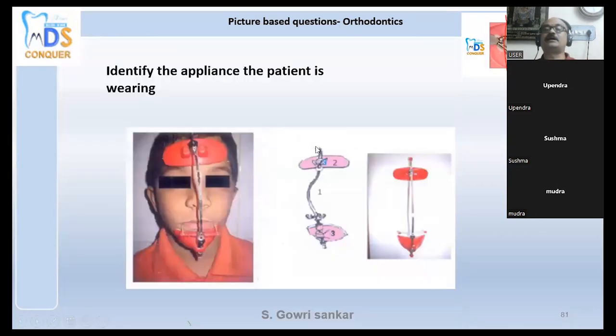And next, nowadays, slowly they have gone deep into giving this type of headgear. This headgear I'm going to discuss. So when is this given? What is this appliance basically? This is a face mask. When it is given, what are the conditions in which a face mask is given?